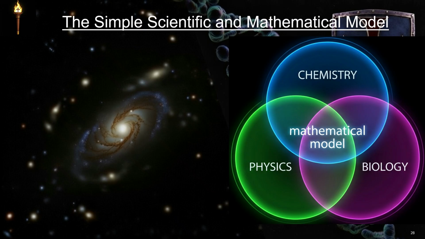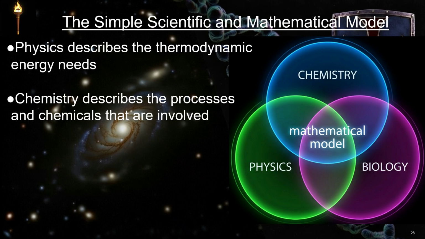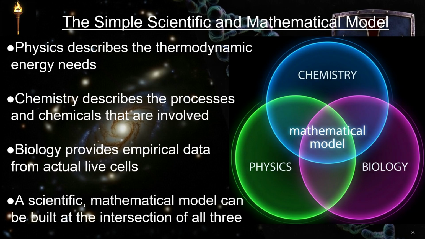The contribution of biology is to provide the measured data, the empirical information that is plugged into the model. So this is how the model is grounded with reality. The model's values are biological measurements. I don't want you to be concerned that math is involved. This is going to be really simple math, so you should feel comfortable. So physics is used to describe the thermodynamic energy needs. Chemistry describes the processes and chemicals that are involved. Biology provides empirical data from actual live cells. Our scientific mathematical model is built at the intersection of all three of these disciplines.